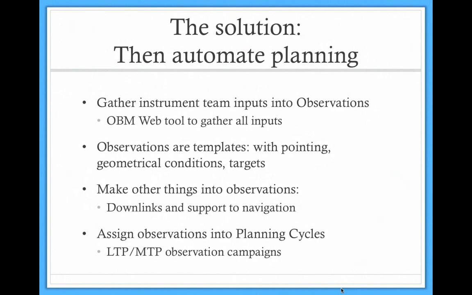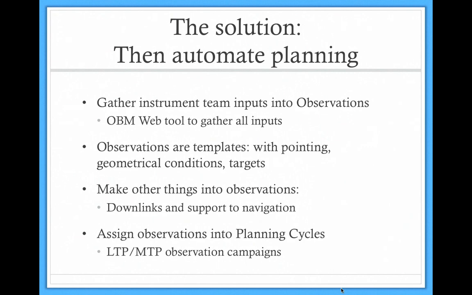Then we automate the planning. First, we collect instrument teams' inputs as observations. Observations are like templates which have to be fully defined using additional information like the trajectory. But there are other elements to take into account for the planning, such as downlink windows to send the observation data to Earth and navigation support.